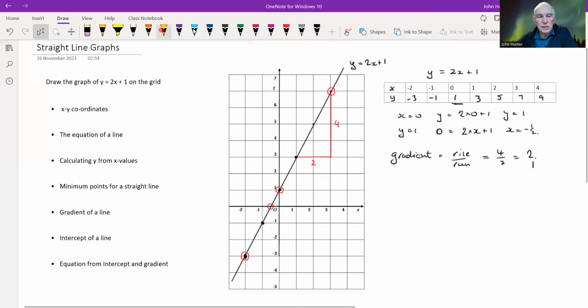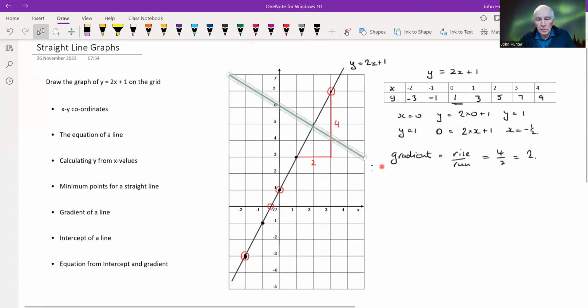And if this line becomes shallower and shallower, say it's like that, then it's going to be less than 1. In this case, we're going along 8 and going up 2, so it's going to be 2 over 8, a quarter, isn't it?